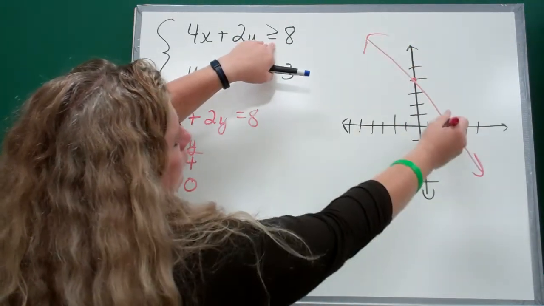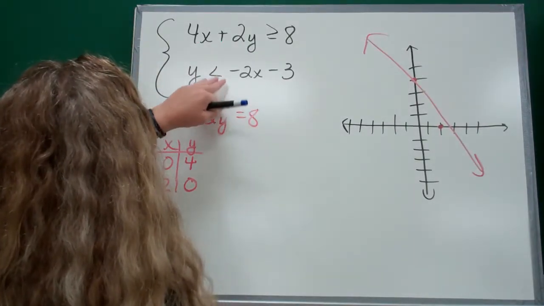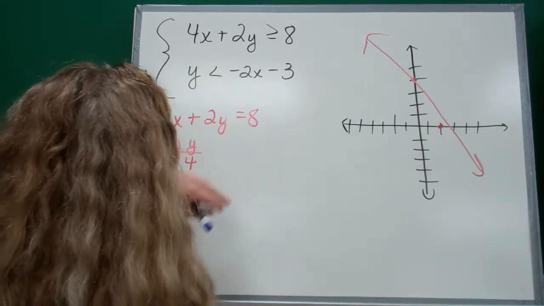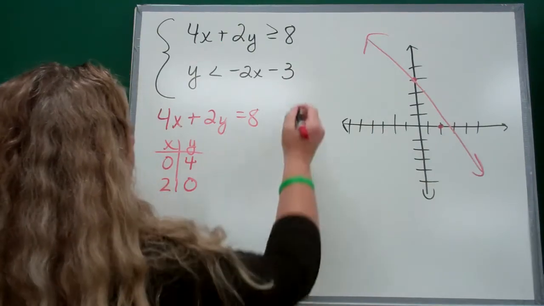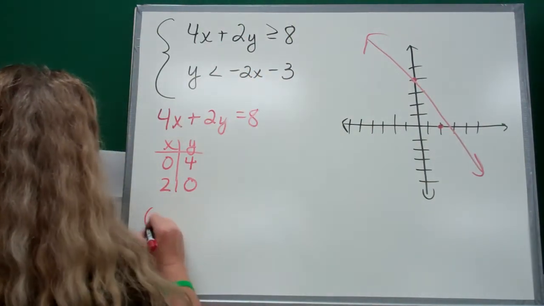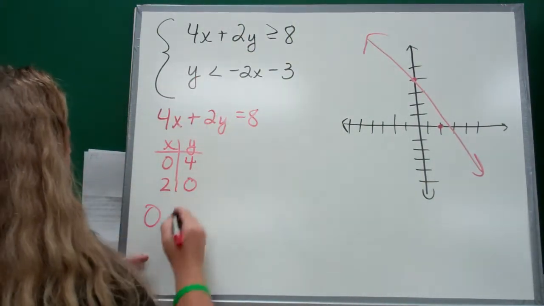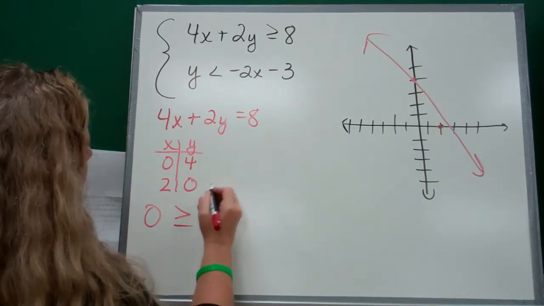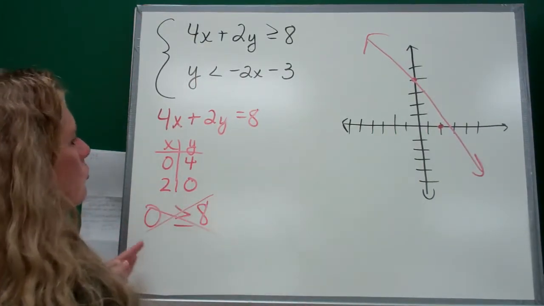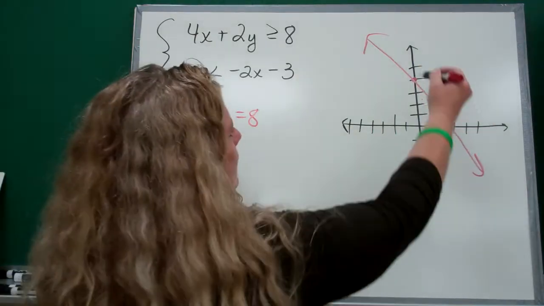Oops. Hopefully yours will go through the points. Pick a point, see if it's true. 0, 0 is not on the line. When I plug in 0 for x and y, I get 0 is greater than or equal to 8. Is that true? Not true. We shade the other side of the line.